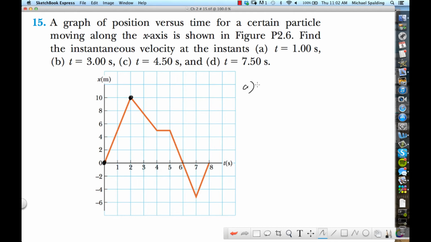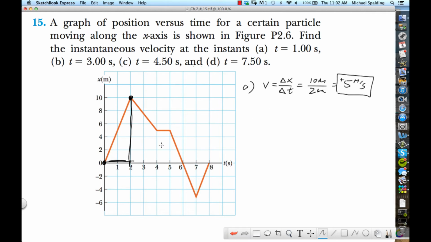So for A, we're focusing at t equals 1. The average or the instantaneous velocity is going to be delta x over delta t. So the delta x is going to be the rise. That's 10 meters. That's the change of position. And then what's the time? 2 seconds. That's going to be 5 meters per second positive.